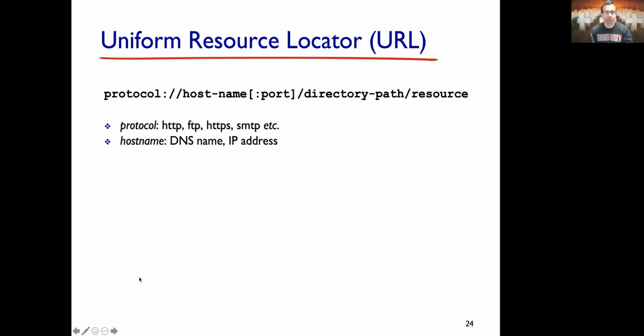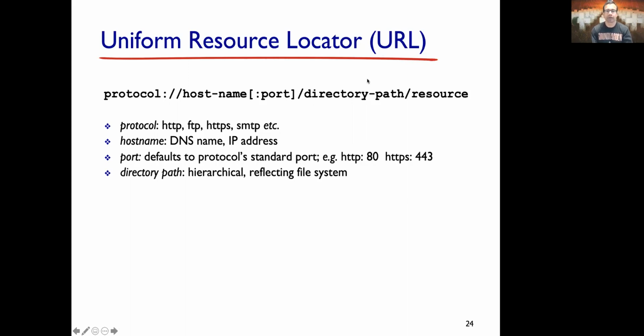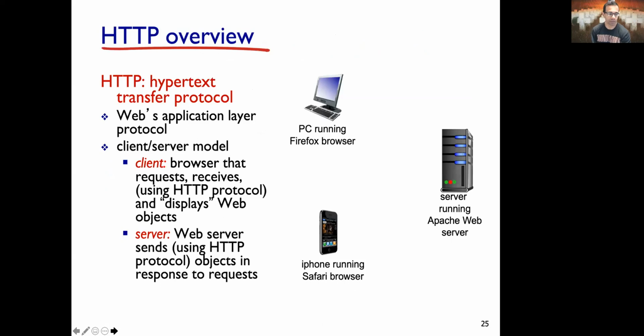Then beyond that, you of course have the path within the directory path. Essentially, this reflects the path within which your resource is hosted on the actual server's operating system, right? So that would depend exactly on where it is stored on that particular server. And then the resource is, of course, the object that's being fetched.